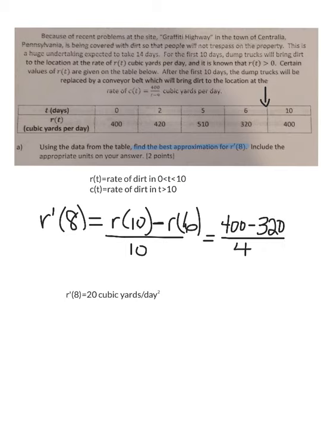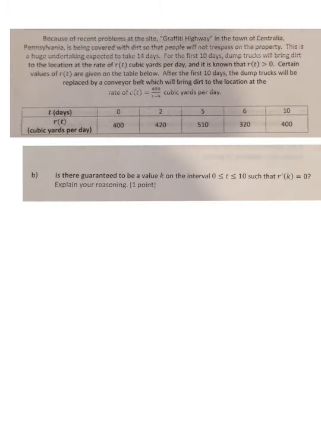All right, so then R prime of 8 equals 20 cubic yards per day squared. Now, please remember, your R of t is already a rate, so cubic yards per day. So when you want to take the derivative of this already existing rate, you need to always take your unit of time and square that unit of time. Okay, so that's why it's per day squared.